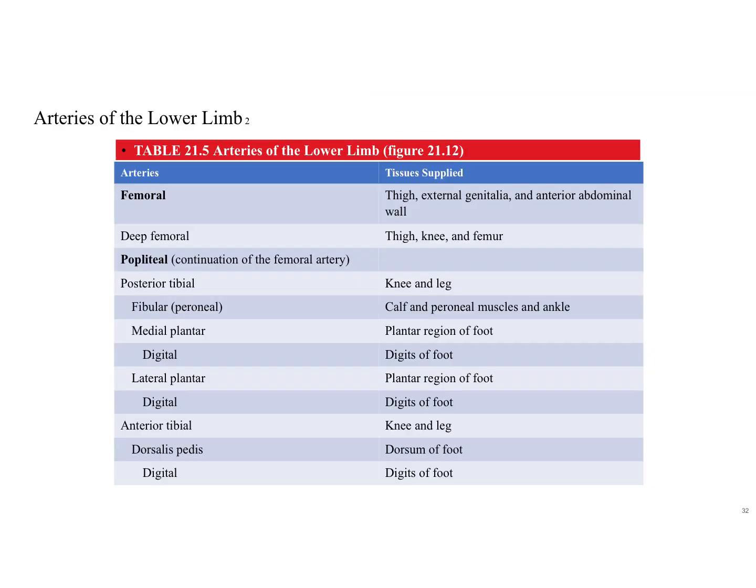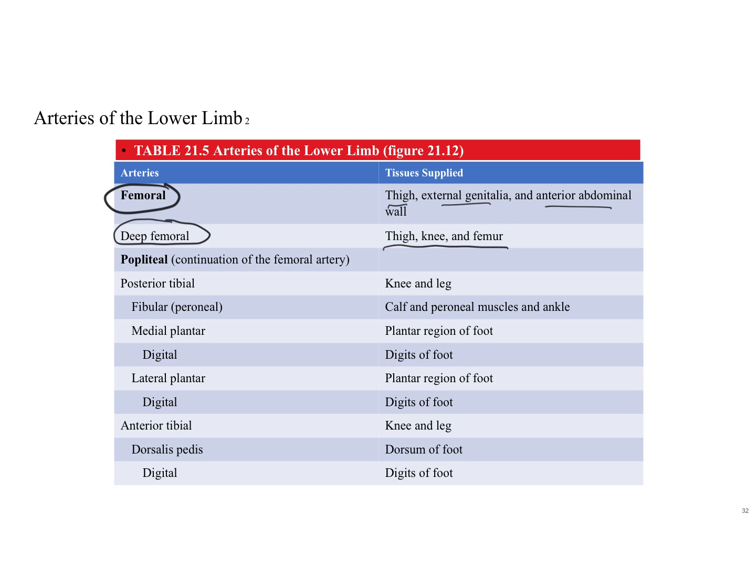This is a nice table that just describes the arteries of the lower limb. So first we have the femoral artery. That's going to supply the thigh, external genitalia, anterior abdominal wall. And one of the branches of the femoral artery is the deep femoral artery. As we saw when we were dissecting, the deep femoral artery branches off pretty quickly in that femoral triangle, and it dives deep, and it will supply the thigh, the knee, and the femur.